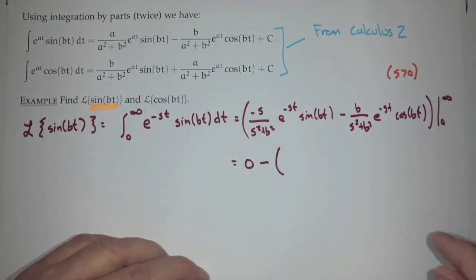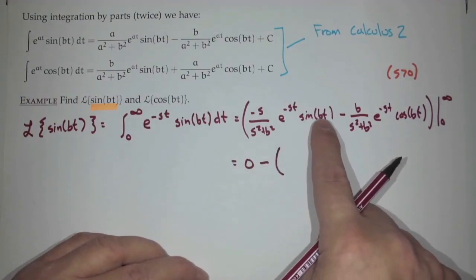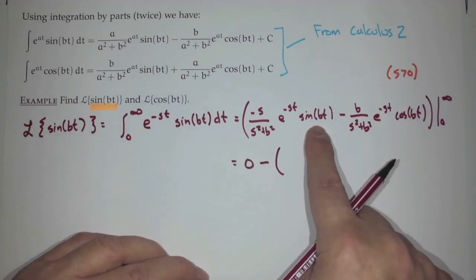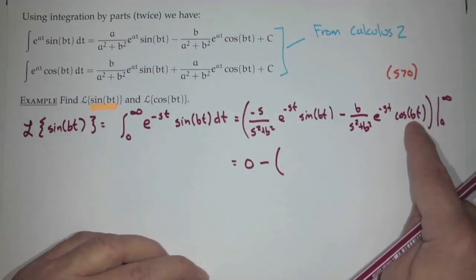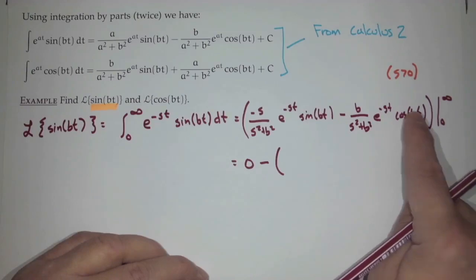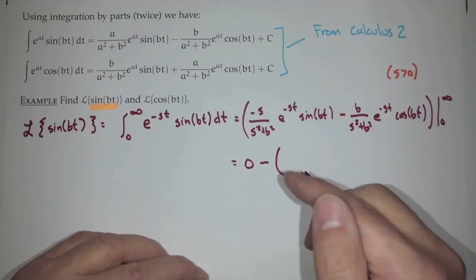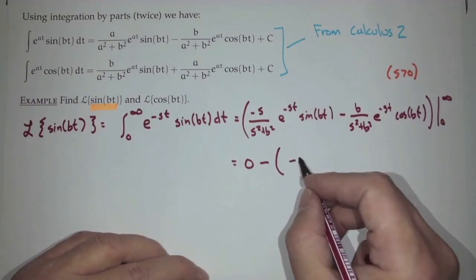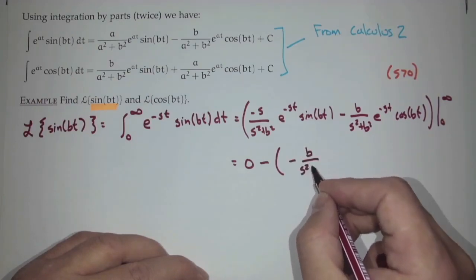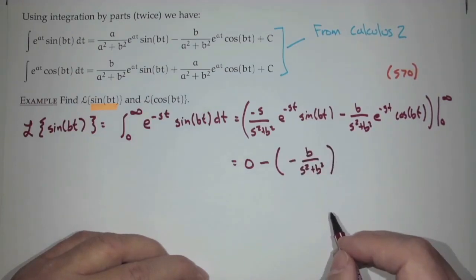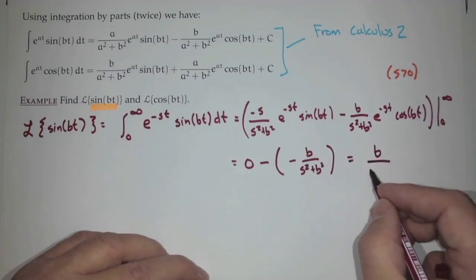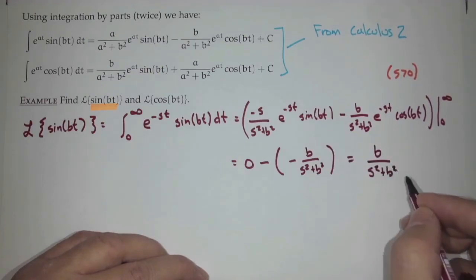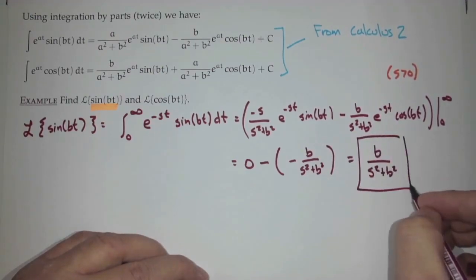Subtract. Now, when we plug 0 in for t, the sine of 0 does what? 0. So that first term goes away completely. Cosine of 0 is 1. E to the 0 is 1. So we end up with 0 minus b over s squared plus b squared. Well, that's the same as b over s squared plus b squared.